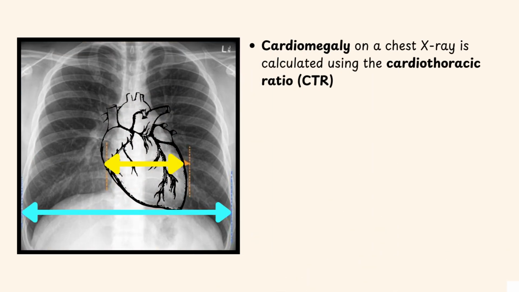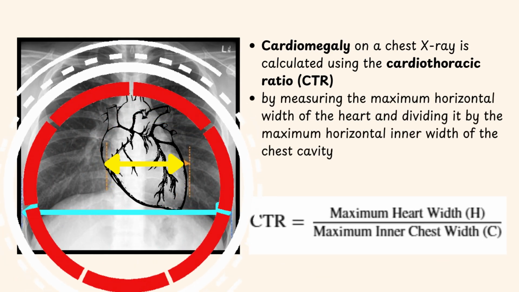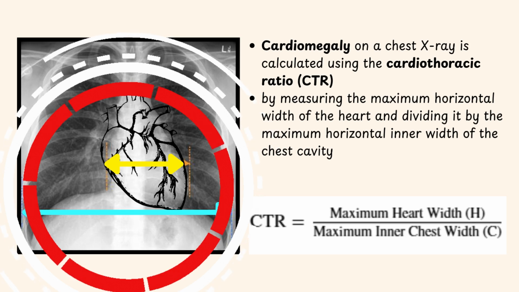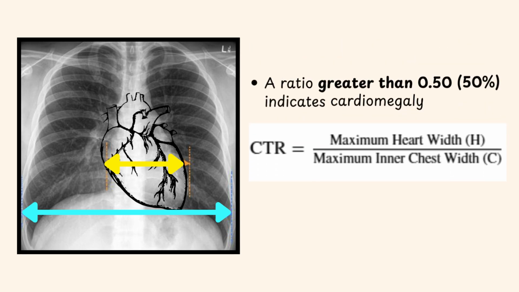Cardiomegaly on a chest X-ray is calculated using the cardiothoracic ratio. This is done by measuring the maximum horizontal width of the heart and dividing it by the maximum horizontal inner width of the chest cavity on an erect postero-anterior X-ray view. A ratio greater than 0.50, 50%, indicates cardiomegaly.